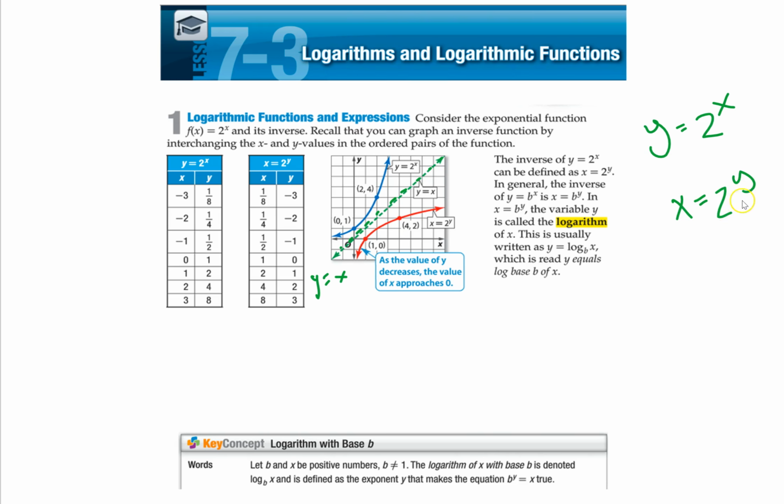Now that is kind of funky. So what we do instead is we use what we call a logarithm function to rewrite that as log base 2 of x equals y. And that's what we like to see. That's what this lesson is about, how to deal with logarithm functions. A logarithm function is just the inverse of an exponential function. That's all it is.